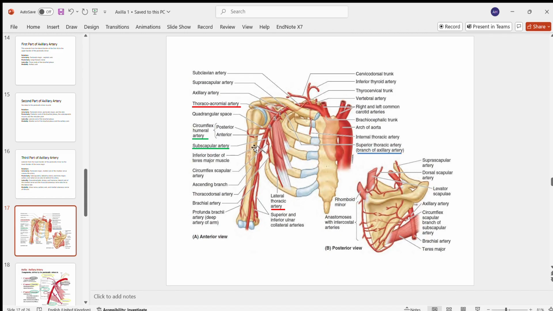The first is the subscapular artery. The second is the anterior circumflex humeral artery. And the third is the posterior circumflex humeral artery. So now we know that the first part has one branch, this one. The second part has two branches, which are underlined by the red color. And the third part has three branches, which are underlined by the green color.